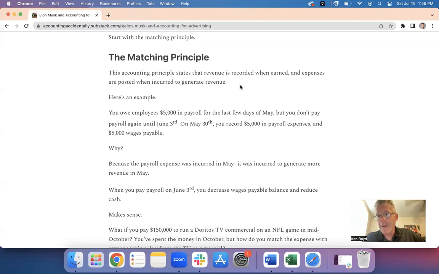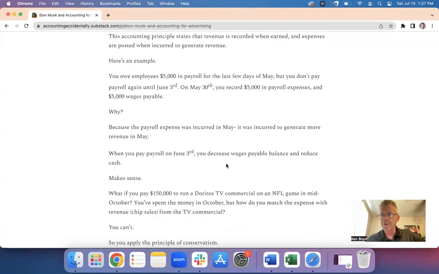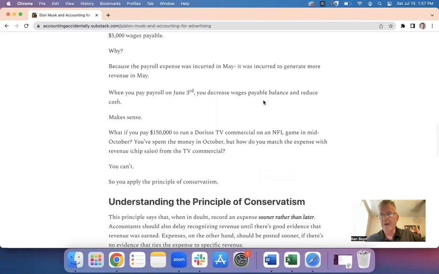The question is why? Well, it's because payroll expense was incurred in May because you had employees hired to generate more revenue in May. So we need to match the revenue with the expense. When you pay payroll on June 3rd, you decrease the payable balance, you don't have payable anymore, and you reduce cash. So it makes sense.